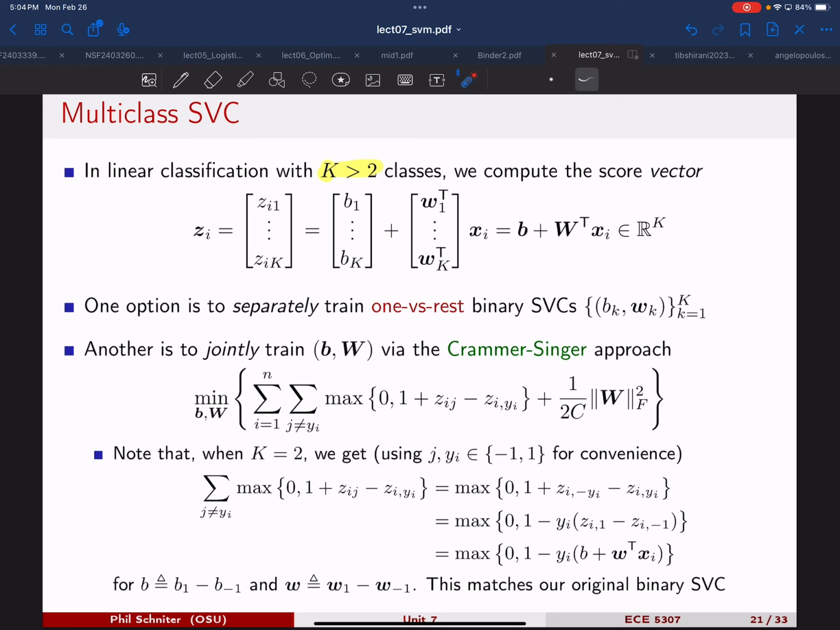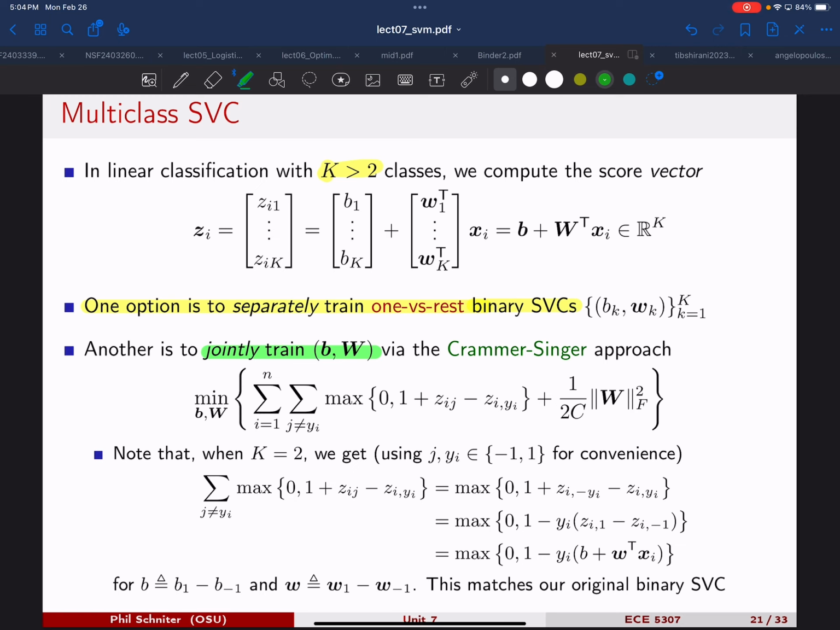And eventually I'll have designs for all these. So that would be the separate training of one versus rest binary SVCs. But there is another option, which is to jointly train them. We saw something similar in logistic regression. We called it multinomial logistic regression. It was a more complicated procedure that trained all the B's and W's together.